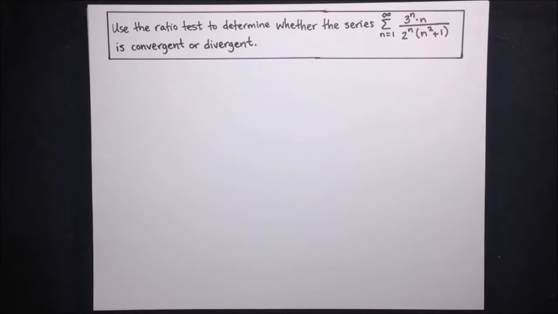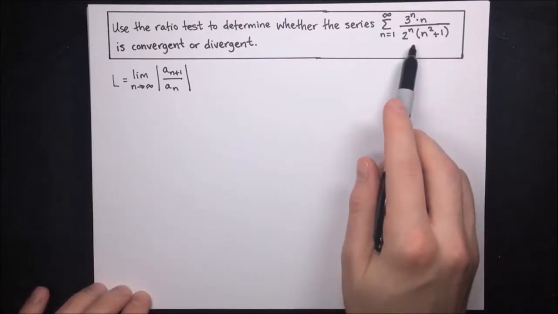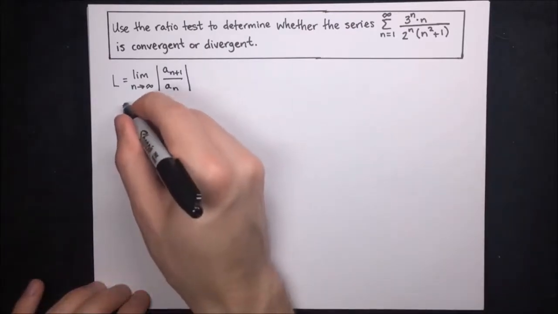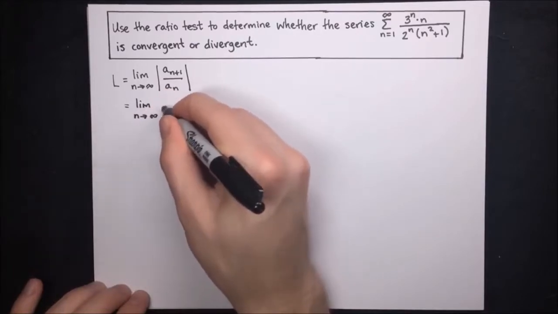Let's try another example of using the ratio test to prove convergence or divergence. We'll use the ratio test to determine whether the series of 3 to the n times n over 2 to the n times n squared plus 1 is convergent or divergent. And again, as usual, this all boils down to computing the value of L. So all we have to do is plug in for a_(n+1) and a_n, and that just comes from using this definition given in the series. This is the definition of a_n. Now, to get a_(n+1), all we have to do is replace the n with n plus 1. So let's go ahead and do that.